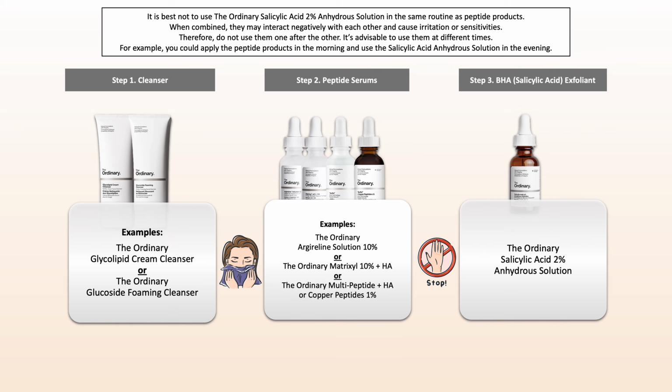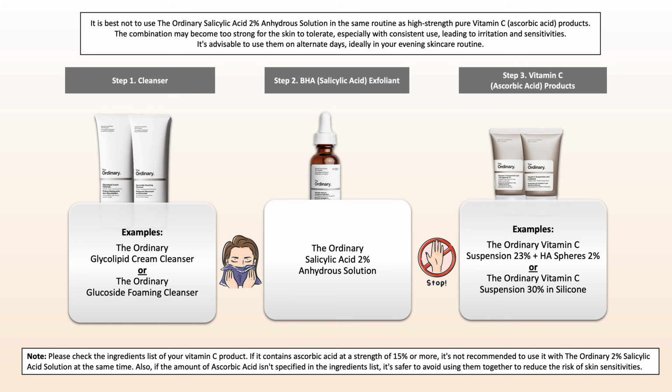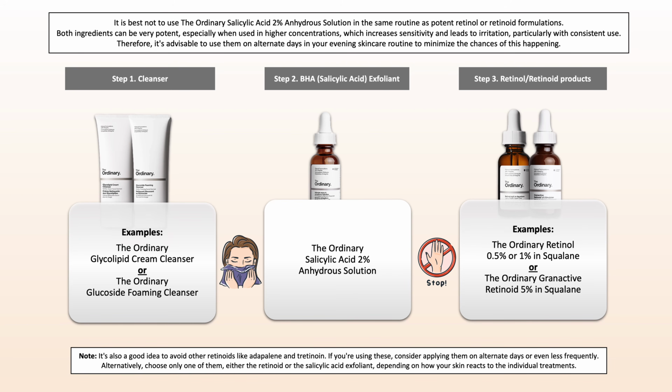Next up we have peptide serums. In this case, the ingredients may interact or it can potentially lead to skin sensitivities and irritation. The same applies to The Ordinary EUK 134. Do not use it in the same routine. Then we have the potent vitamin C suspensions, including The Ordinary Vitamin C 23% plus Hyaluronic Acid Spheres and their 30% in Silicone. And lastly, potent retinol and retinoid formulations.